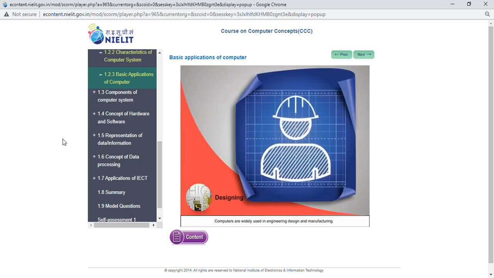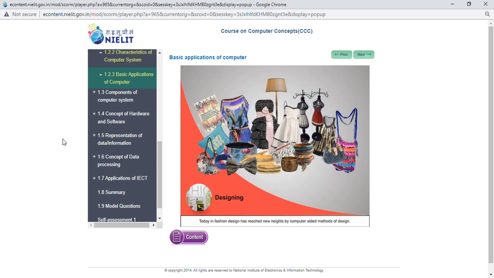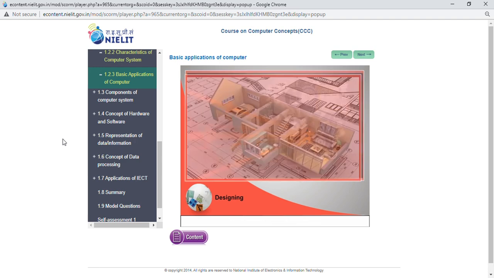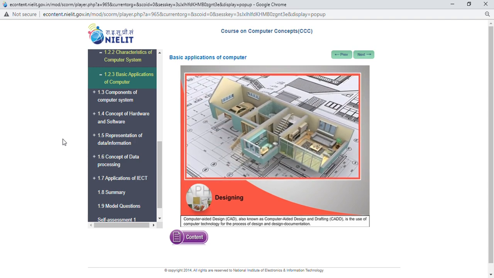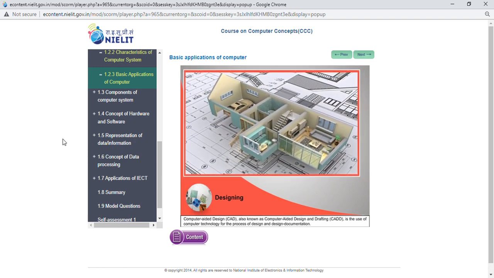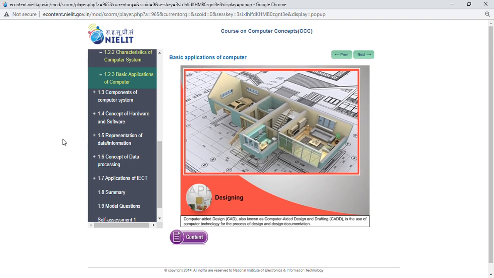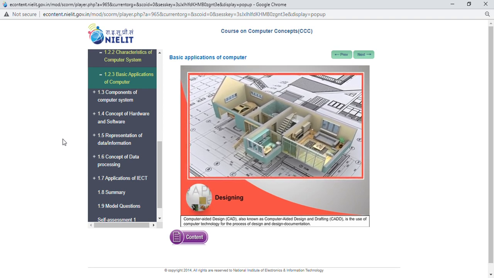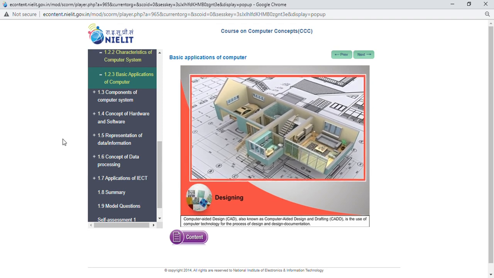Designing. Computers are widely used in engineering design and manufacturing. Today, fashion design has reached new heights through computer-aided methods of design. New software programs continue to replace old manual skills. Computer-aided design, CAD, also known as computer-aided design and drafting, CADD, is the use of computer technology for the process of design and design documentation.